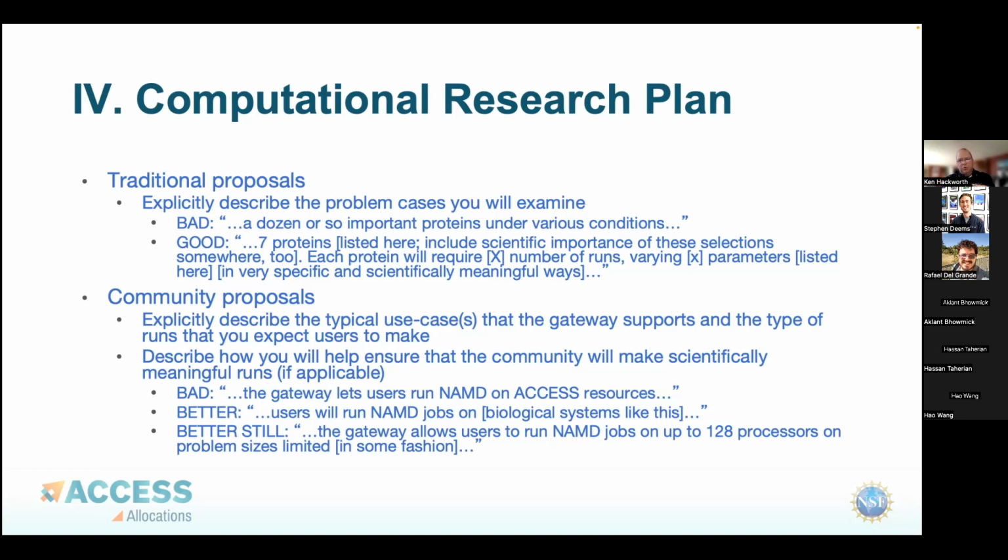And then on community proposals, we're going to have some sense of what you're going to allow these gateway users to use, what you're expecting them to do, and we have a bad example. Gateway lets the users run NAMD on ACCESS resources. Explore, that's clear enough. But we want to see where the gateway allows users to run NAMD jobs on so many cores with so many sizes. So you have some understanding of what that community is going to do with the allocation that you're getting to allow them to run.